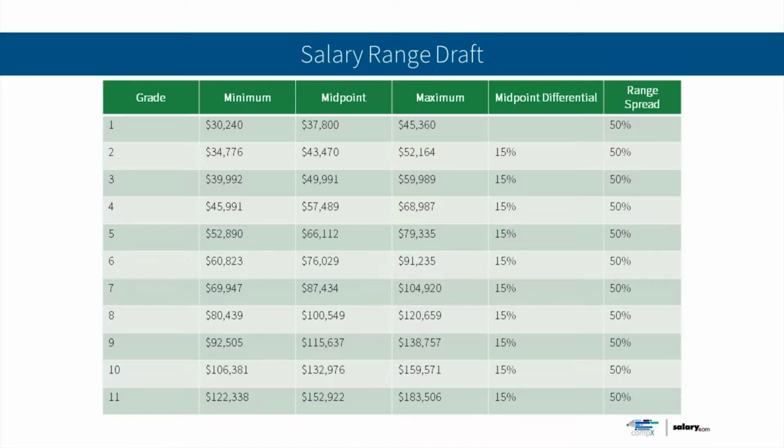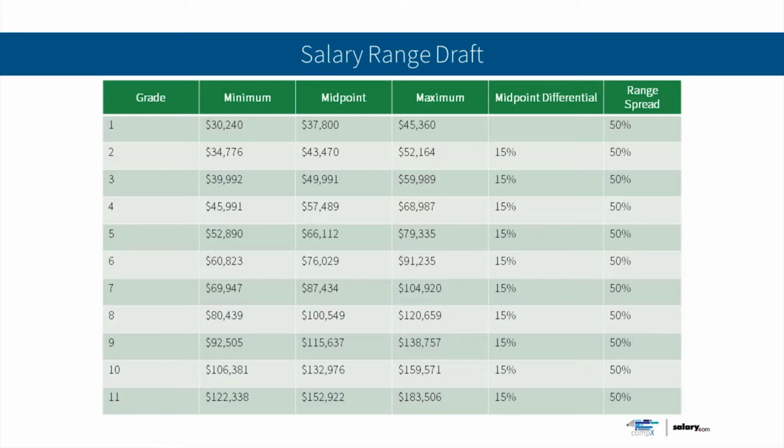So here's an example of a traditional salary range which was built using a 15% difference between grade levels and a 50% spread between the minimum and the maximum. To create the calculated minimum, you take 80% of the midpoint, and for the maximum, you take 1.20 and multiply that by the midpoint. When there is a 50% spread, we refer to that as a traditional salary range.